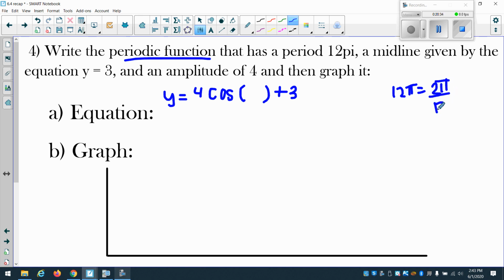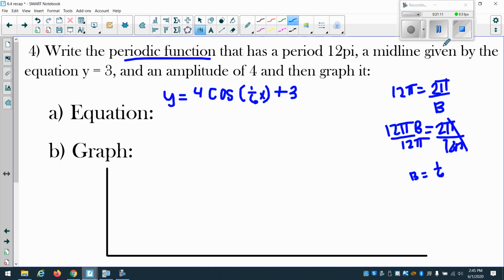pi over b. So when you cross multiply, you have 12 pi times b equals 2 pi, divided by 12 pi, and you end up with the b value. Pi's cancel, 2 divided by 12 gives you 1/6. So that ends up being 1/6 times x, okay?